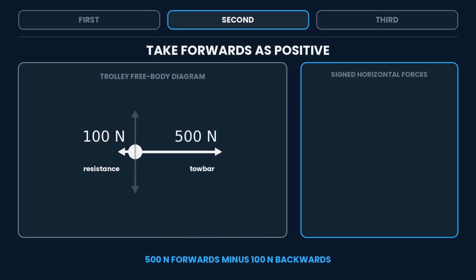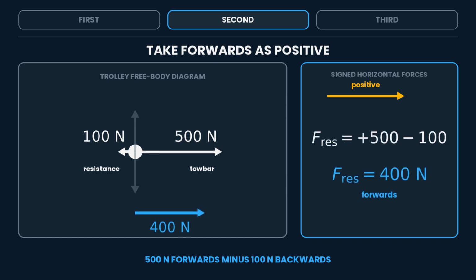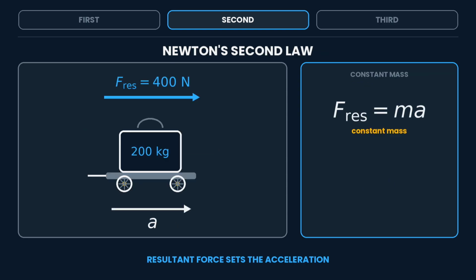Reconnect the tug and let the towbar force rise to 500 newtons. Rolling resistance is still 100 newtons. The vertical forces cancel, so take forwards as positive and add the horizontal forces. The resultant is now 500 minus 100, i.e. 400 newtons forwards. Newton's second law states that for constant mass, the resultant force on an object equals its mass multiplied by its acceleration. F subscript resultant equals ma.